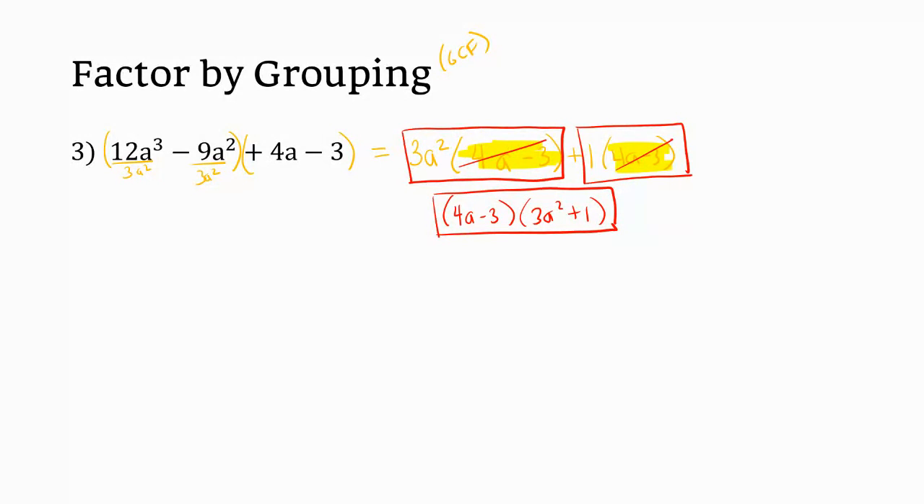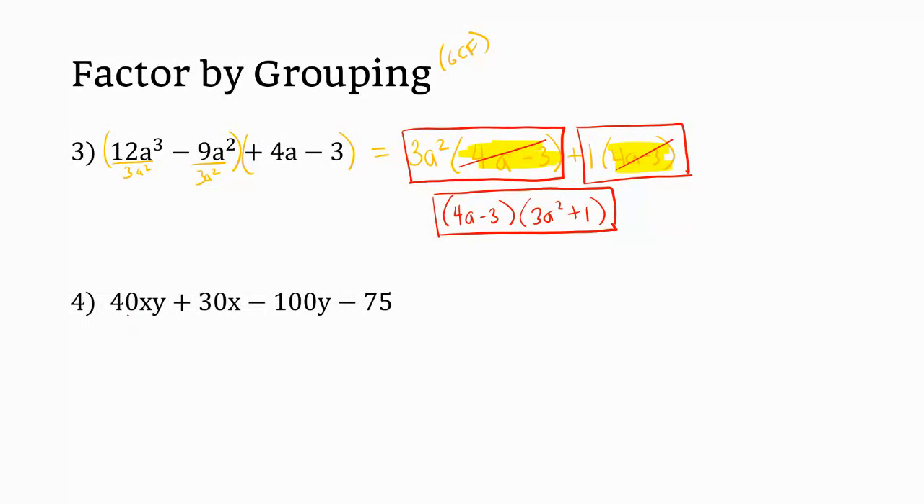They need a common factor in those 2 numbers, or those 2 terms. So this would actually be the factored form of this polynomial, this expression that we started with. I can't factor it anymore. Those are prime factors.